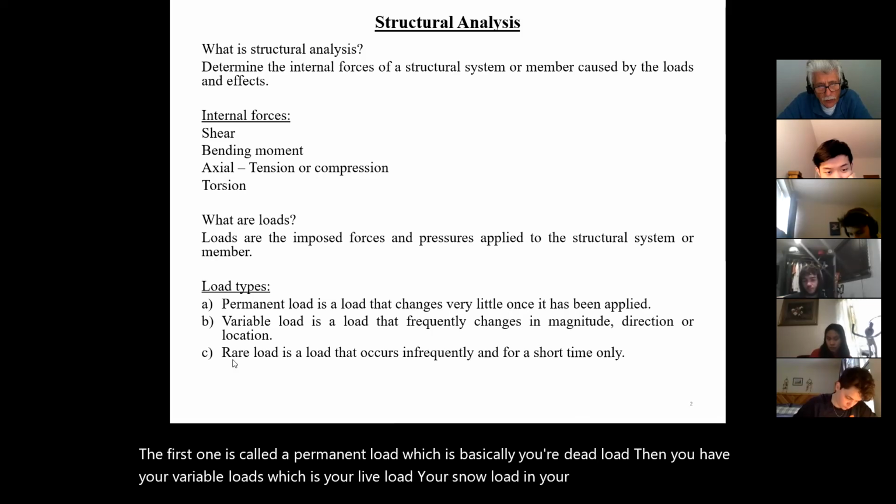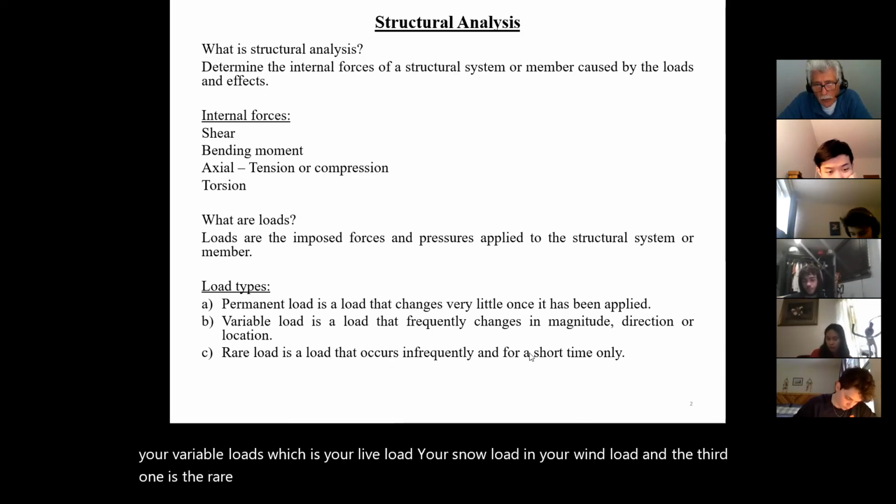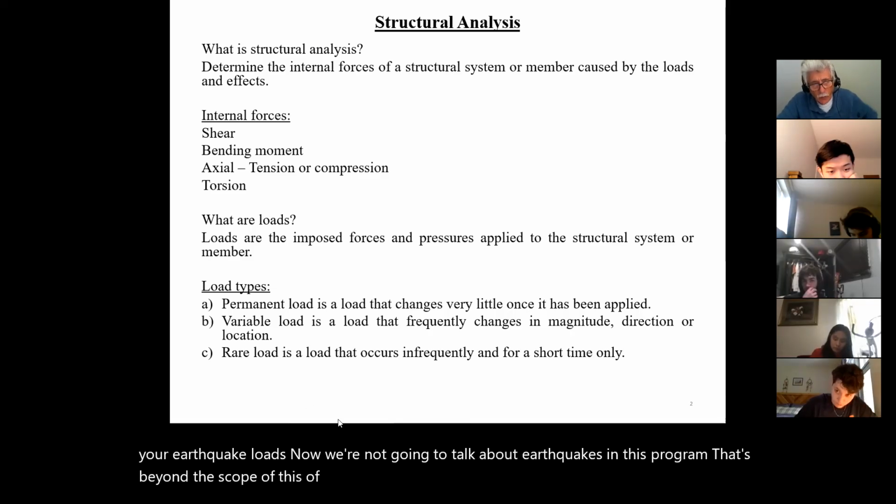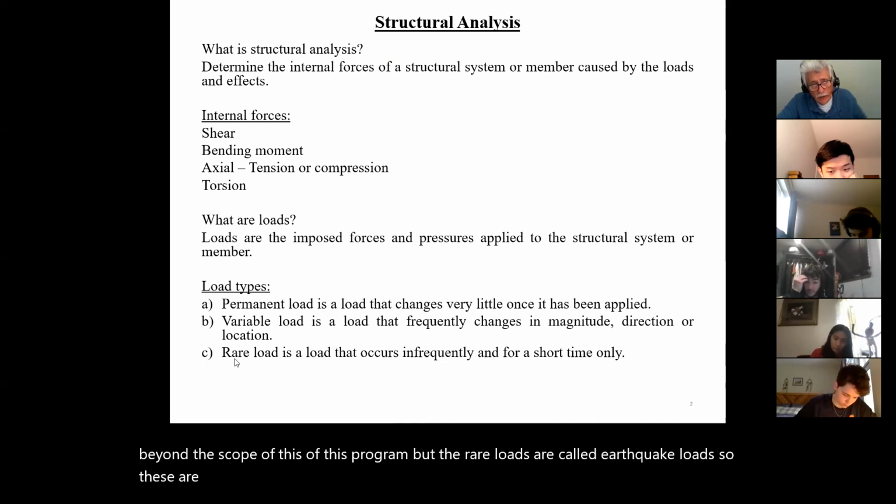And the third one is the rare loads that occur infrequently and for a short period of time. So these are your earthquake loads. Now, we're not going to talk about earthquakes in this program. That's beyond the scope of this program, but the rare loads are called earthquake loads. So these are the three types of loads as defined in the National Building Code.